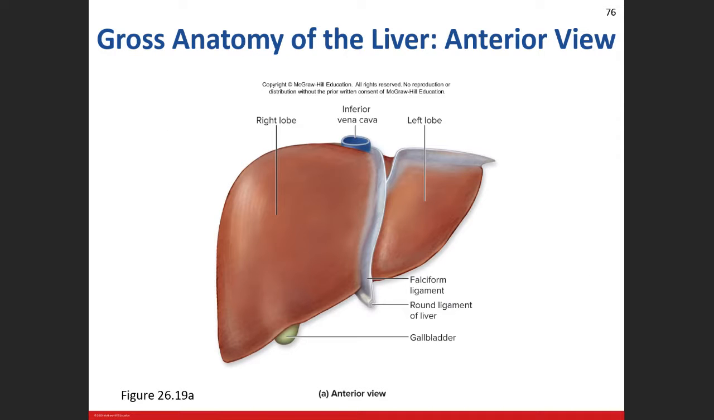So here in the anterior view, you can see the right lobe, the left lobe, top portion of the inferior vena cava. Both of these lobes are separated by the falciform ligament here. At the bottom of the falciform ligament on the free end there is the round ligament of the liver. Gallbladder is peeking out there underneath the right lobe.